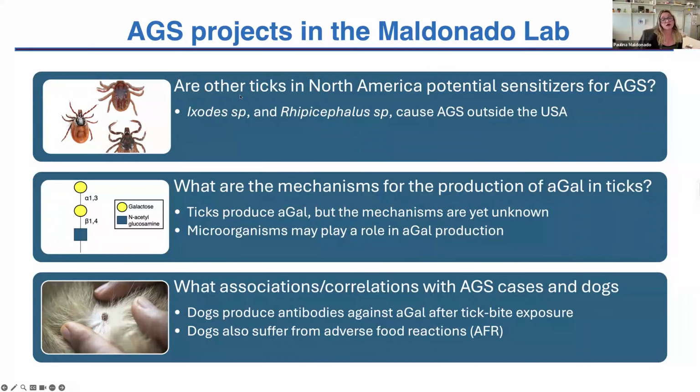So the first thing is, are other ticks capable of producing this alpha-gal sensitizer? And if so, are they able to induce alpha-gal syndrome? The second one is, what are those mechanisms? If they are producing it, how is it? And are they actually different from Amblyomma americanum, or the Lone Star tick, or is it unique to the Lone Star tick? And then lastly, we want to look into the dog hosts and how this association or correlation may occur with companion animals that have alpha-gal and the presence of ticks.